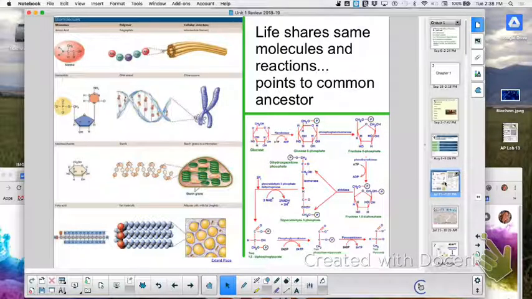We already know those can be used to build organelles in cells, right? So now that will make more sense to you as we look back. And then these reactions right here, we're going to talk about cellular respiration, so that will look familiar too in just a little bit.